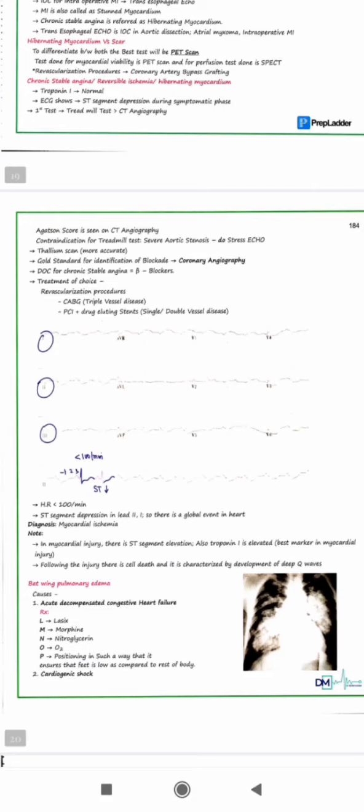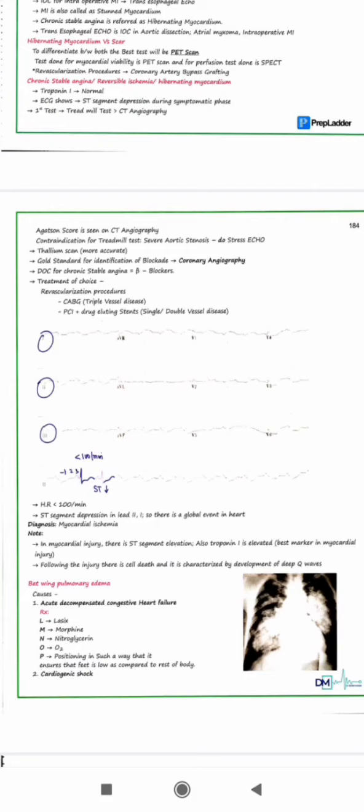Now there is a heart rate which is less than 100 per minute, and there is ST segment depression in lead 2. The diagnosis is basically myocardial ischemia, and this image is showing the bat wing pulmonary edema also. So the bat wing pulmonary edema is here.